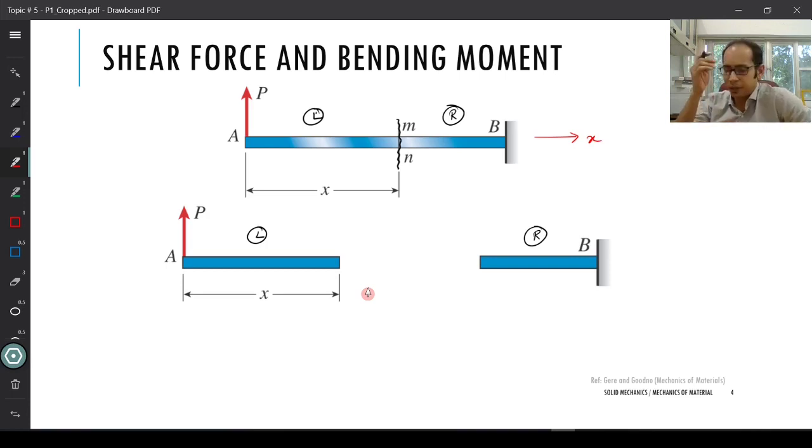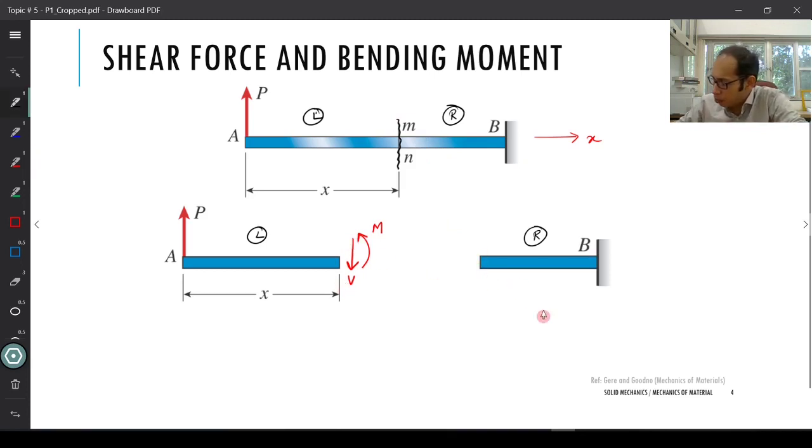So at that interface MN, the forces I'm going to have are something like this. I'm going to have a force V and a moment M over here. Now, since this section MN is the same over here and the same over here, let me further elaborate. This is the section MN and this is the section MN over here.